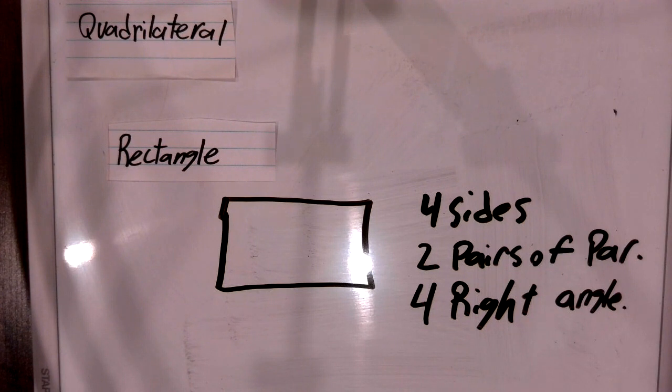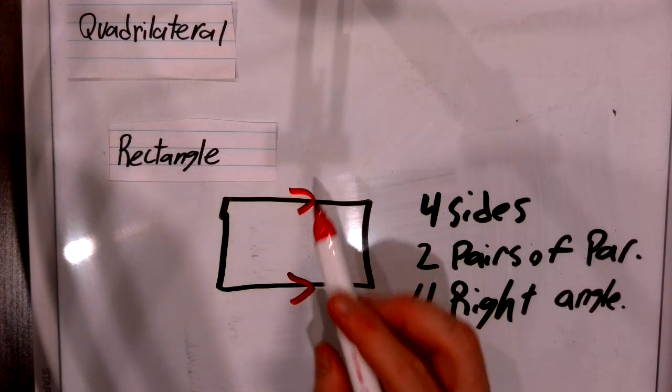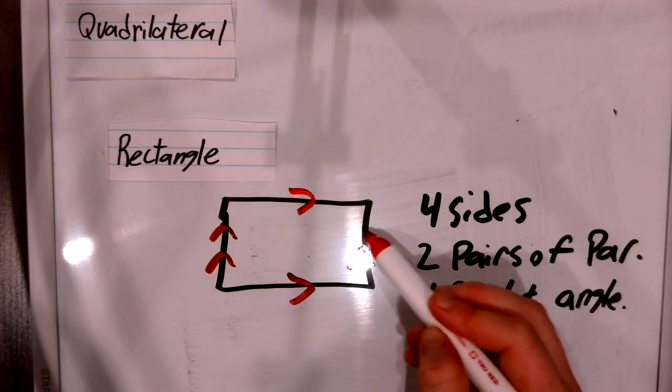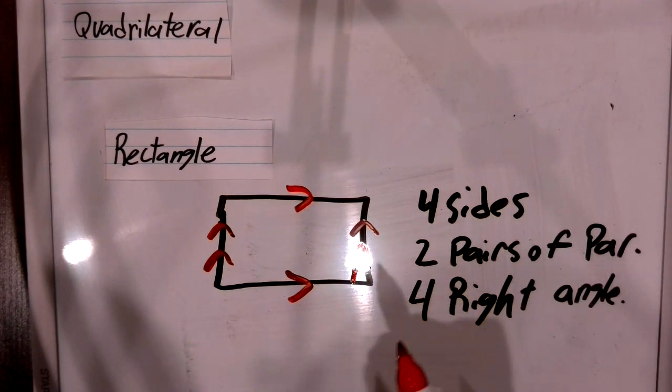A rectangle is a type of quadrilateral. So it's going to have four sides, but it also has two pairs of parallel lines. So these are parallel, and these are parallel to each other. So it's four sides, quadrilateral, two pairs of parallel lines, and also four right angles.